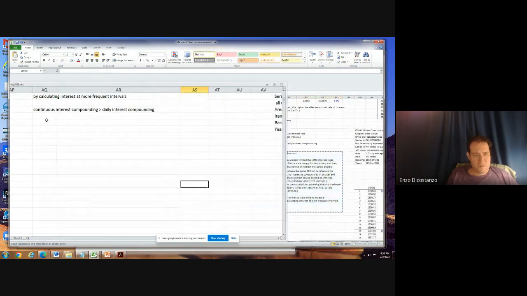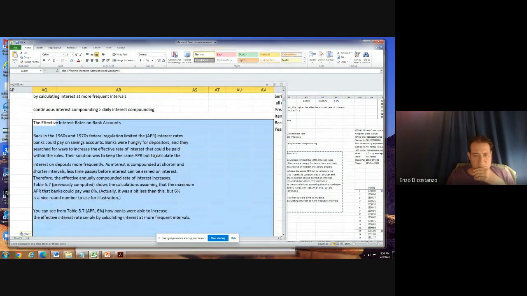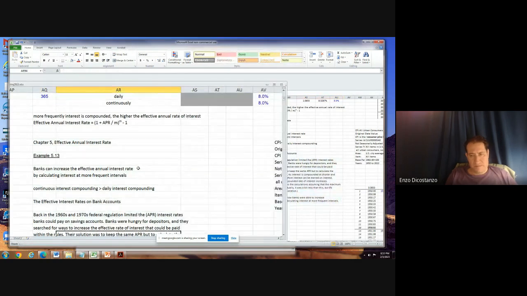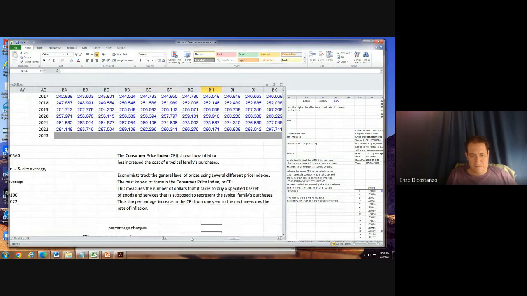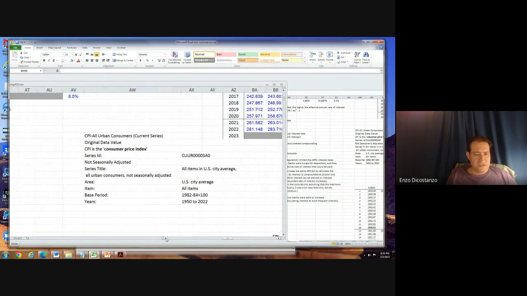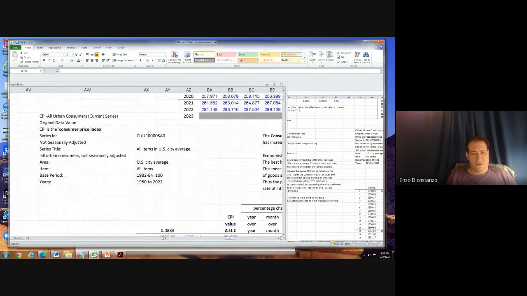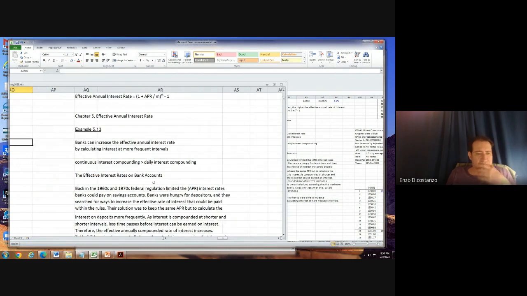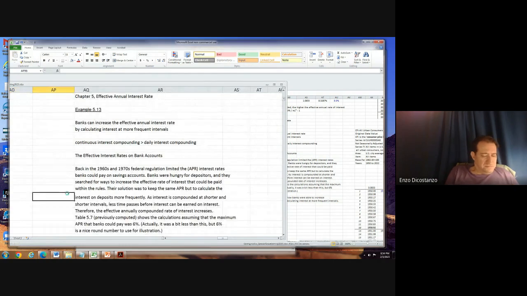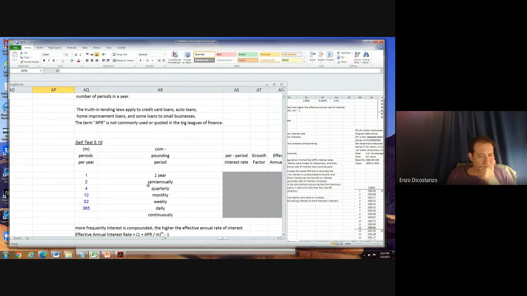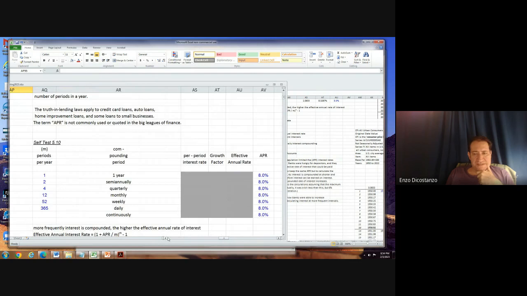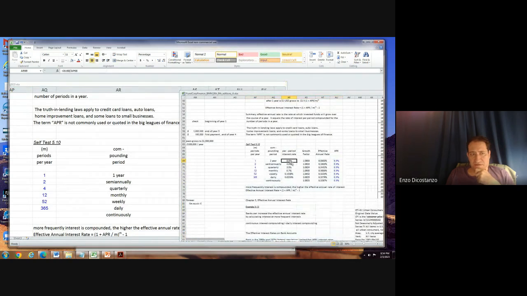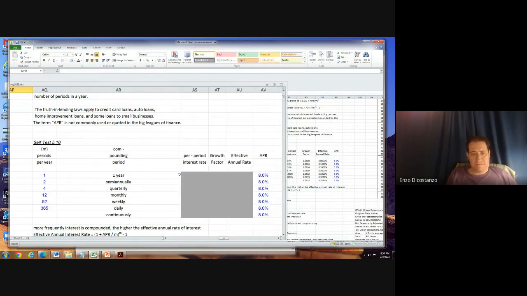Yeah, this is the 8% table. This is just the 8% table. So we can work through this and say the following. You're going to take the APR and divide by the M, the periods per year.